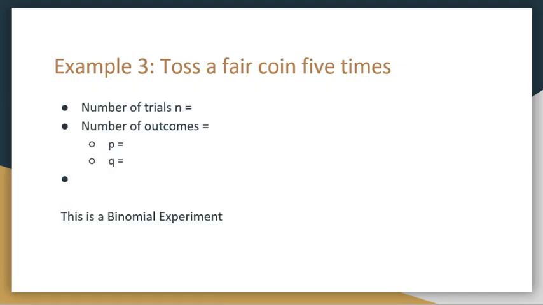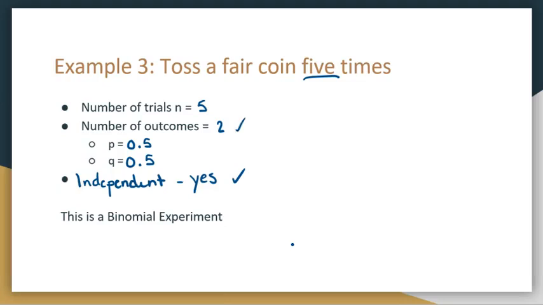All right, so let's go through our checklist here. Number of trials, n is equal to 5. Number of outcomes, if I toss a coin, it's either heads or tails. My probability of success would be 0.5, and my probability of failure would be 0.5. The last question is independence. Does one toss of the coin affect what can happen on the next one? No, so these are independent, so we meet all 3 conditions, so this is a binomial experiment.